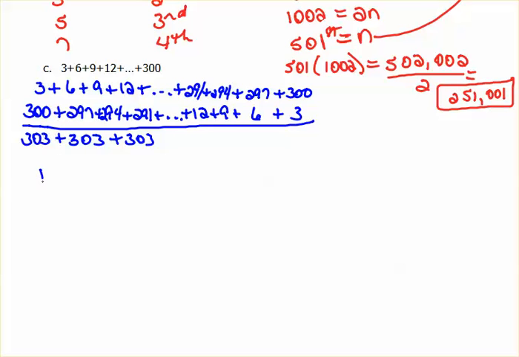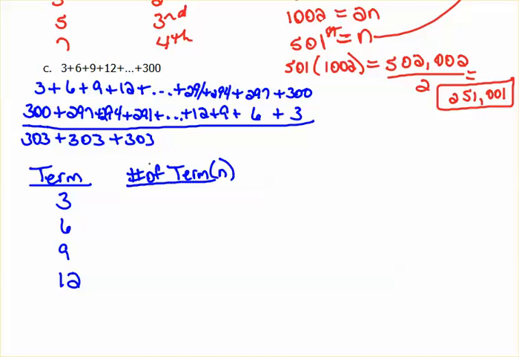So just like we did before, let's look at the first few terms. Our first few terms were 3, 6, 9, and 12. Now let's look at the number of the term, or in other words, n. Our first term was 3, our second term was 6, our third term was 9, and our fourth term was 12. Do you see a pattern between n and the actual term itself? Do you notice that if I multiply n by 3, I get the term itself? The first term, or 1, times 3 is 3. Second term, or 2, times 3 is 6. Third term, or 3, times 3 is 9. And fourth term, or 4, times 3 is 12.